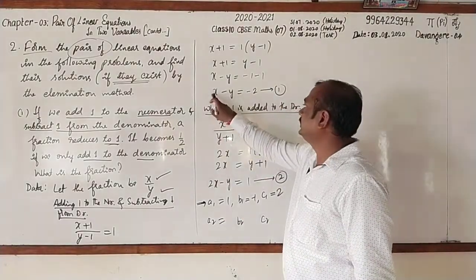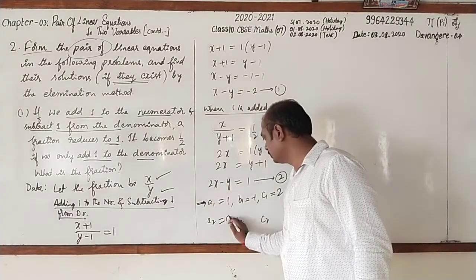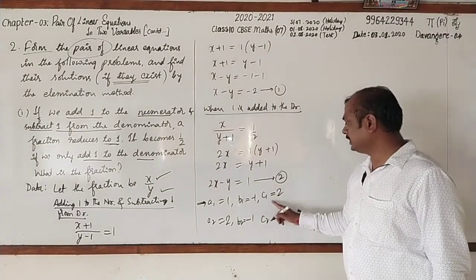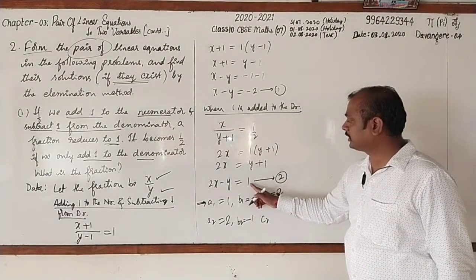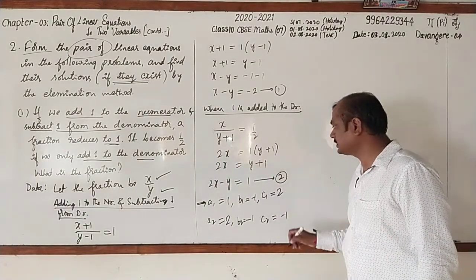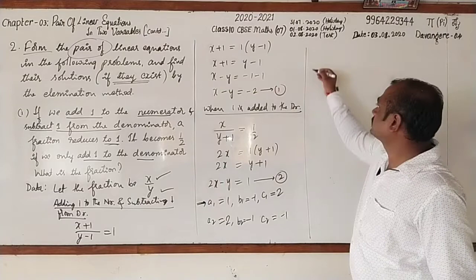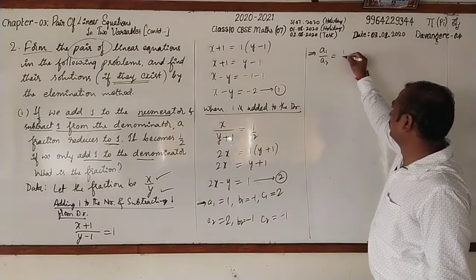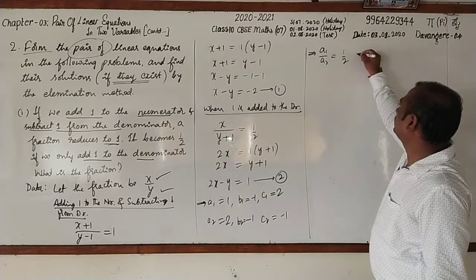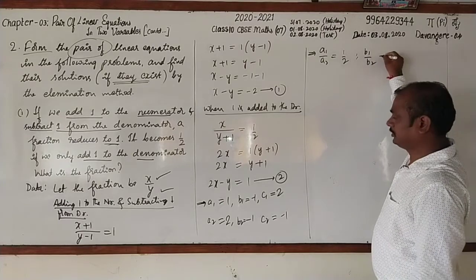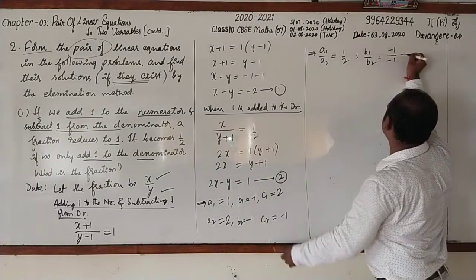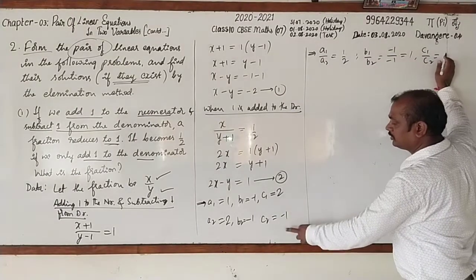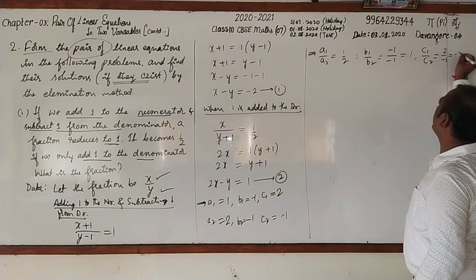Then A2. In the second equation, A2 is 2. B2 is minus 1. And C2: here, take 1 to the left hand side. It becomes minus 1. Now first find A1 by A2. It is 1 by 2. Then B1 by B2. B1 is minus 1, B2 is minus 1, it is equal to 1. Then C1 by C2 is equal to 2 by minus 1, equal to minus 2.